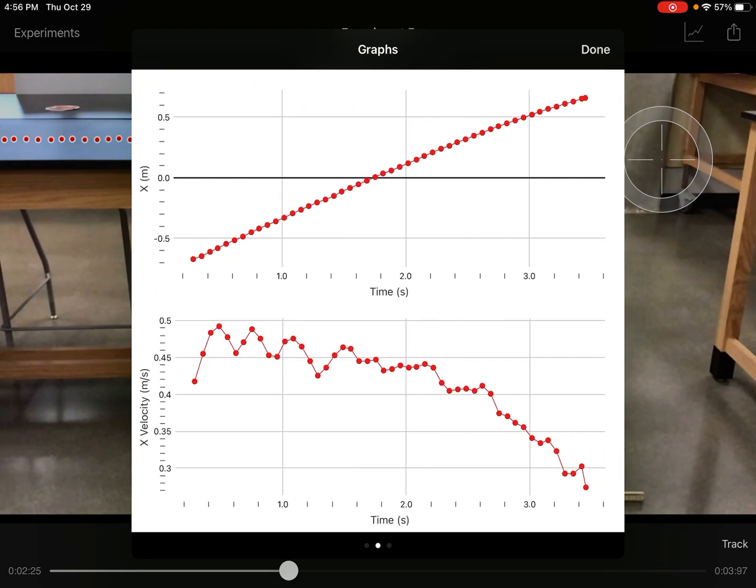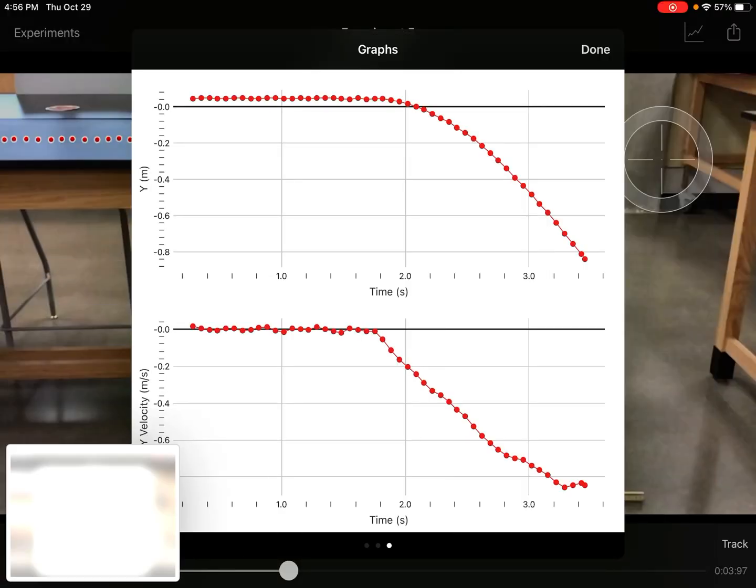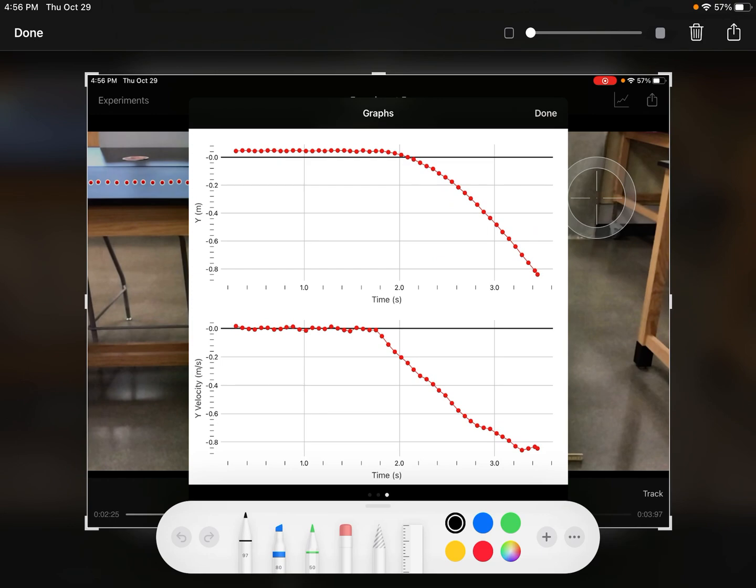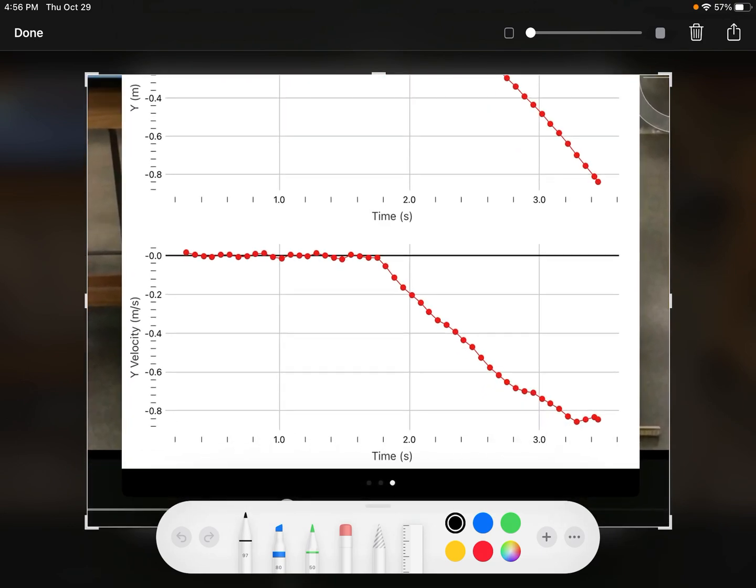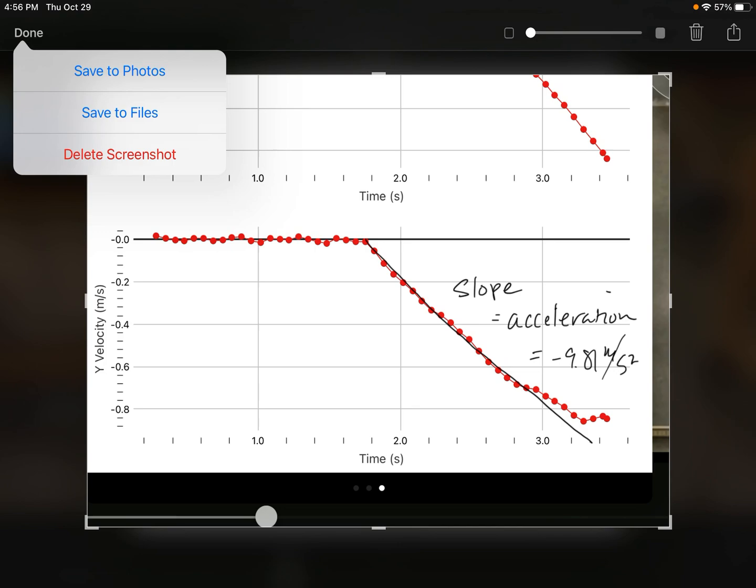Now let's go back to our graphs here and let's look at the vertical position. Here we've got vertical position and vertical velocity. And now let's look at the velocity time graph. The velocity time graph has a negative slope. And the slope of this velocity time graph is going to be acceleration. In fact, if I were to calculate this out, it should be negative 9.81 meters per second squared.